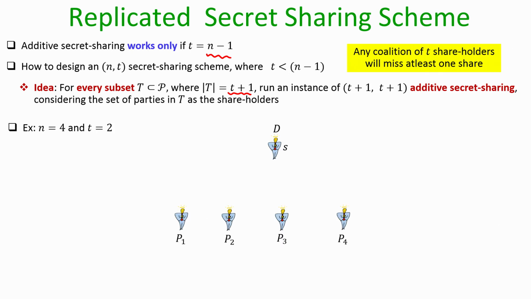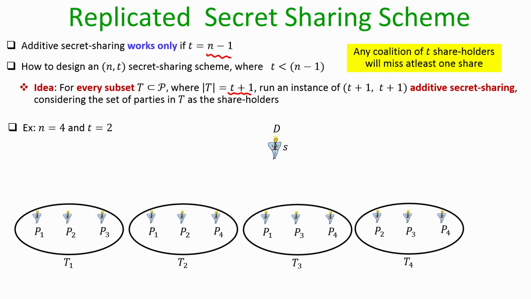Let us demonstrate it by this example. Imagine my n is equal to 4 and I want to design a scheme where my threshold t should be 2. That means, any subset of 3 shareholders should be able to reconstruct back the secret, but any set of 2 shareholders, if they try to pool their shares, should fail to reconstruct back the secret. So, the dealer divides this set of 4 parties into different subsets of size 3. Say T1 is the first subset, T2 is the second subset, and like that we have the fourth subset T4.